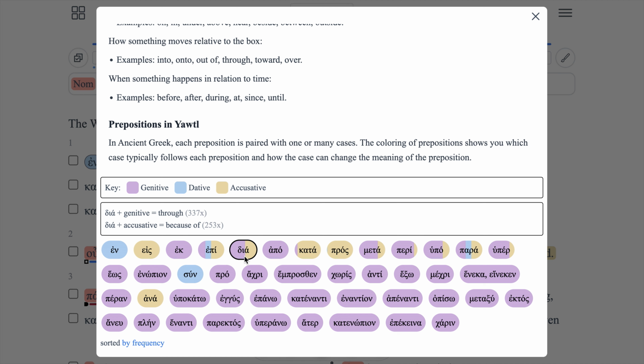Dia is interesting because when it's followed by a genitive, it means through. But when followed by the accusative, it means because of. Kata is also interesting. The vast majority of the time, it's followed by the accusative and means according to. But about 10% of the time, it's followed by the genitive and it means against. Meta is almost always followed by a genitive and means with, except when it's followed by an accusative and it means after, and so on through the list. Again, this isn't something you need to memorize initially, but you want to notice it and be aware that it exists so that you can make sense of how the language is put together as you read.